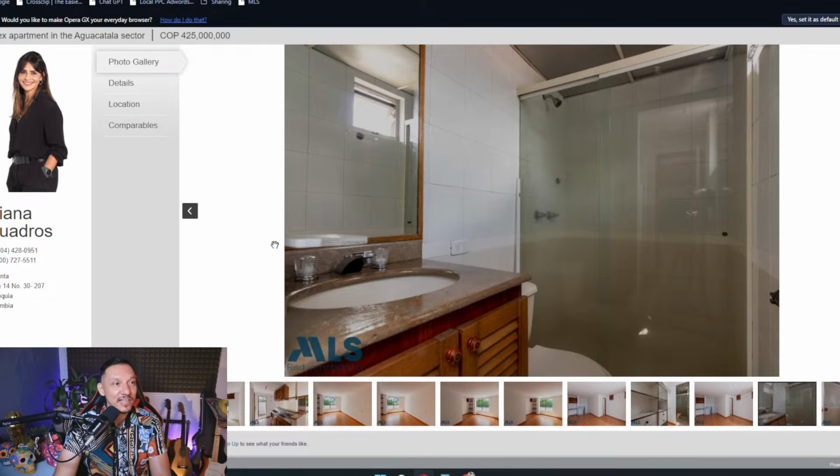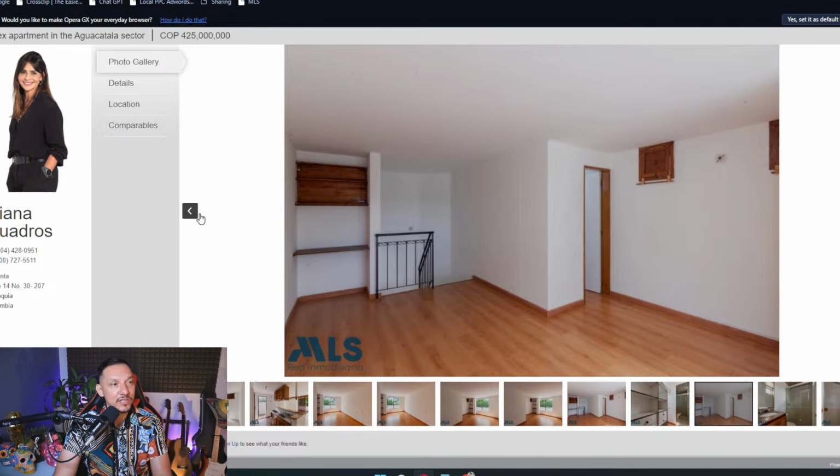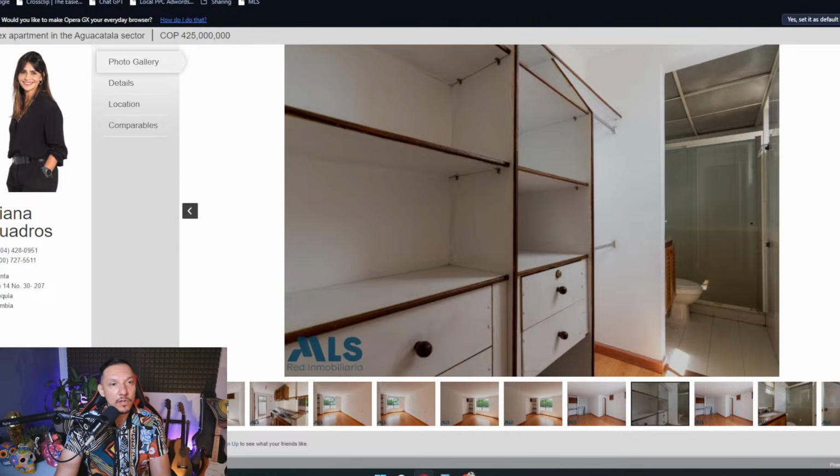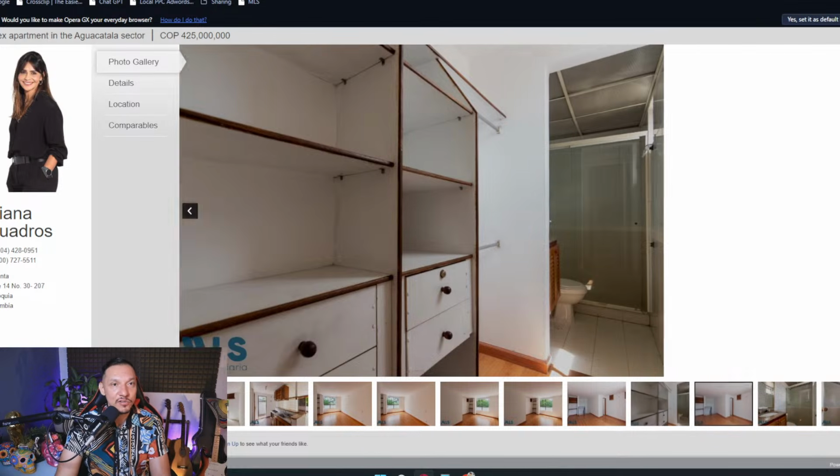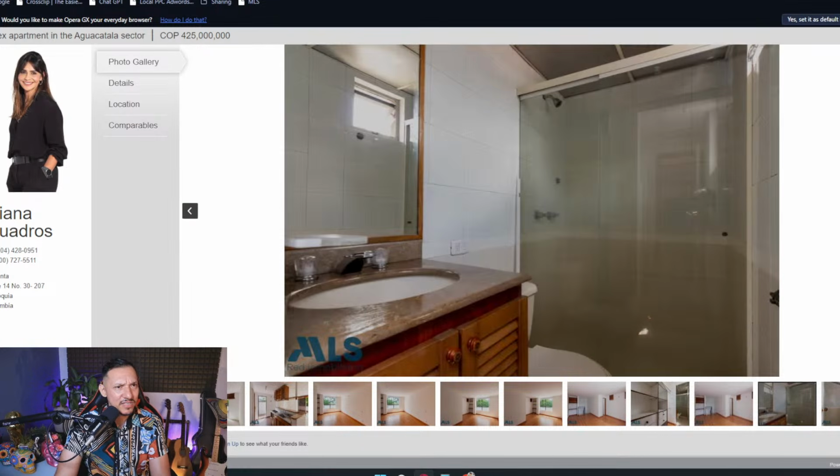This one looks nice, and it's like a duplex. Well, what they call a duplex is basically the living area is downstairs and kitchen is downstairs, and then upstairs you've got a bedroom. So is this a 1-bedroom?